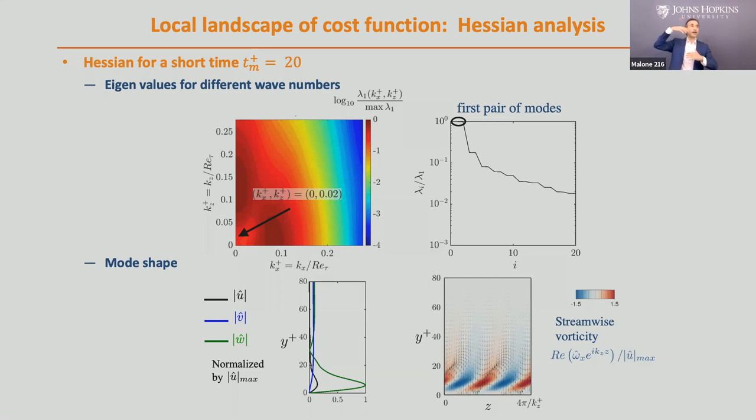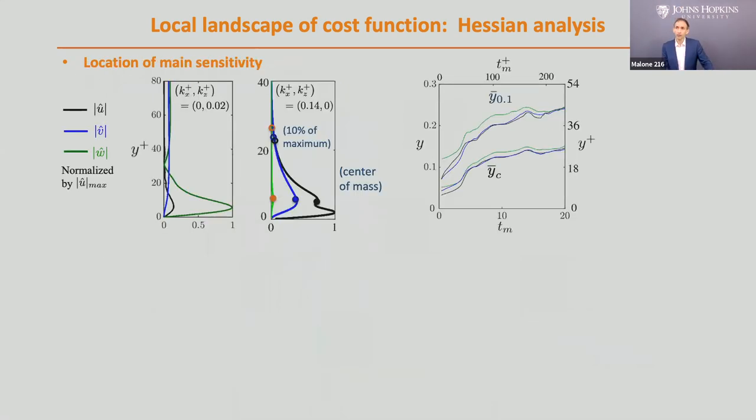We couldn't reconstruct beyond the buffer layer as accurately. So what we can do is look at these eigenfunctions and define, for example, the center of mass of an eigenfunction. Clearly wall shear stress is sensitive to this height, and less sensitive to what happens away from the wall. And we define another height, which we call 10% of maximum sensitivity.